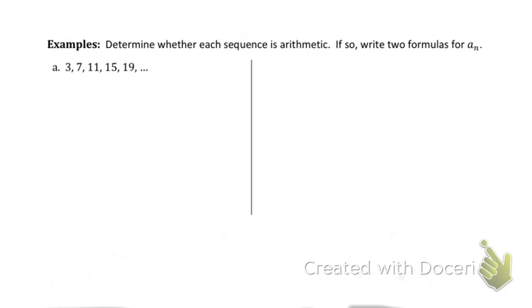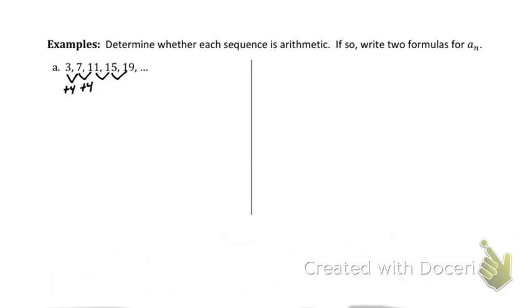Okay, in these examples, it says to determine whether each sequence is arithmetic. If so, write two formulas. When I say write two formulas, that means recursive and explicit. Those are the two formulas that you're going to write. So the first thing we're going to do is tell whether it's arithmetic or not. So this is plus 4, this is plus 4, and that's going to continue and continue.